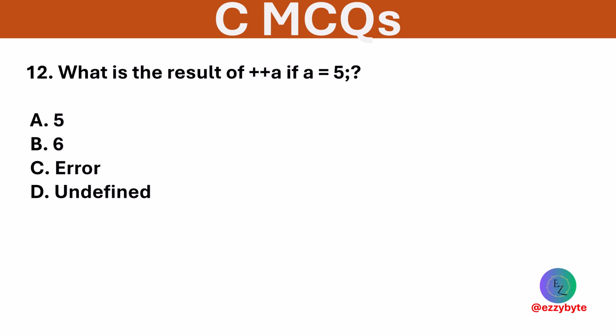What is the result of plus plus a if a equal to 5? Options are 5, 6, error, and undefined. Option B is correct. Plus plus a increases the value before use, making it 6.